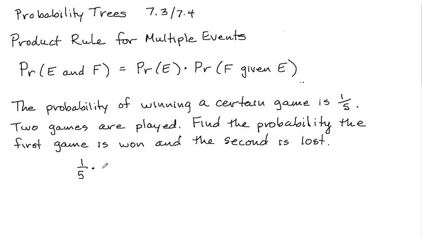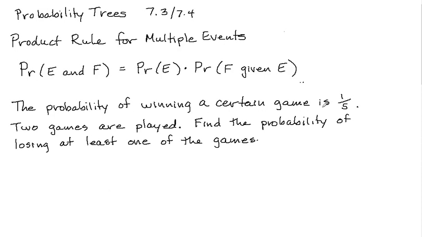So what's the probability that I would lose the second game? Well, if I only win 1 out of 5 times, then the probability of losing is the other 4 out of 5 times. Multiply those together, and the probability of winning the first game and losing the second game is 4 out of 25.